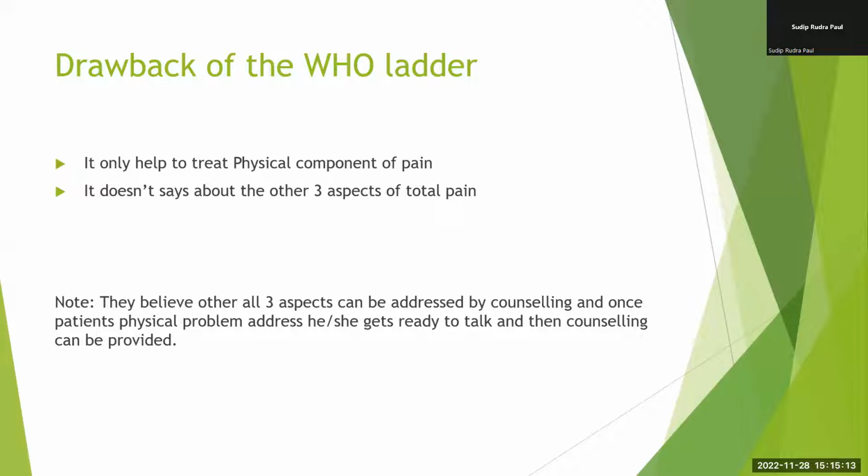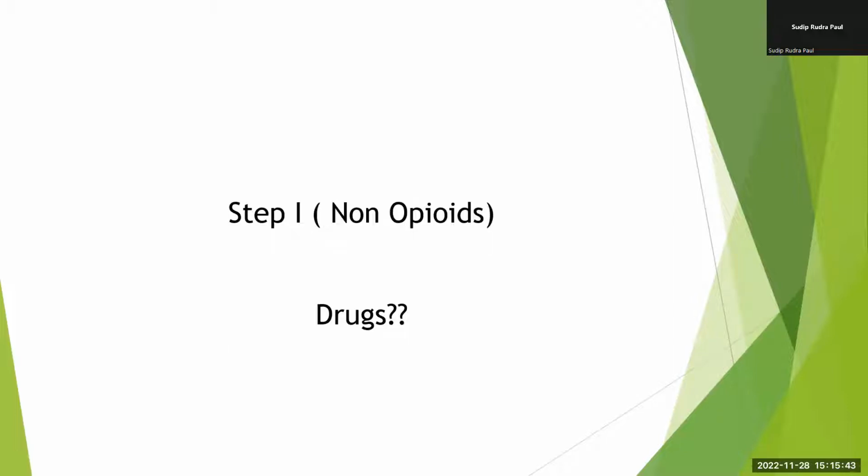But the belief is that once the patient is physically okay and there is no pain, through counseling and repeated counseling we can address their other 3 components of pain. So the WHO analgesic ladder is regarded as the best pharmacological management of pain. Now, you have seen that step 1 was named non-opioid. What are the drugs? Can you please write it in the chat box? I'll ask everyone to please write some step 1 drugs in the chat box.